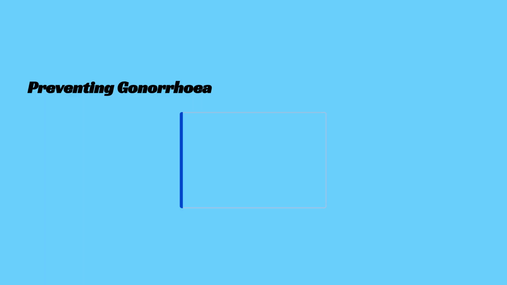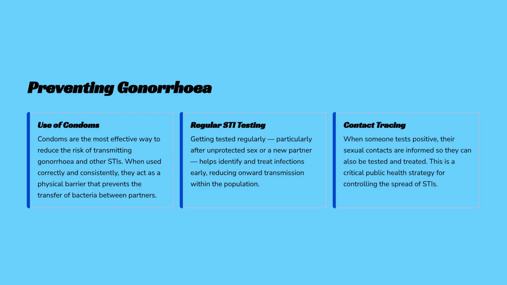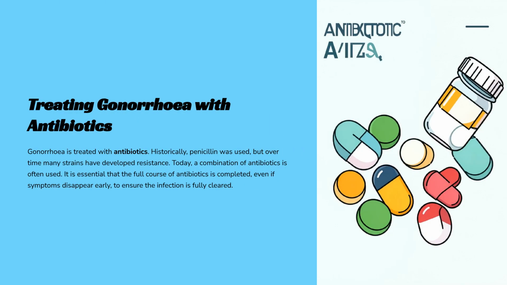Prevention strategies for gonorrhea are threefold: the consistent use of condoms, regular STI testing to catch infections early, and contact tracing, which ensures partners of infected individuals are also tested and treated. Finally, gonorrhea is treated with antibiotics. While it was historically treated with penicillin, many strains are now resistant, so doctors often use a combination of antibiotics. Completing the full course of treatment is essential for a full recovery.